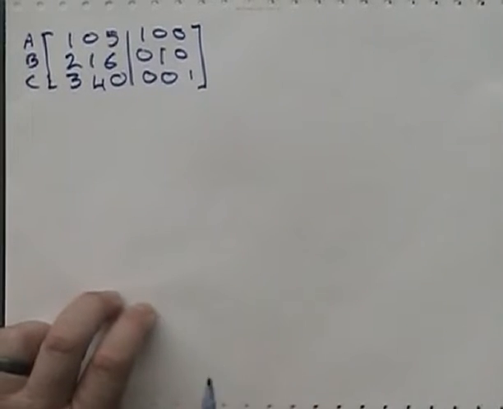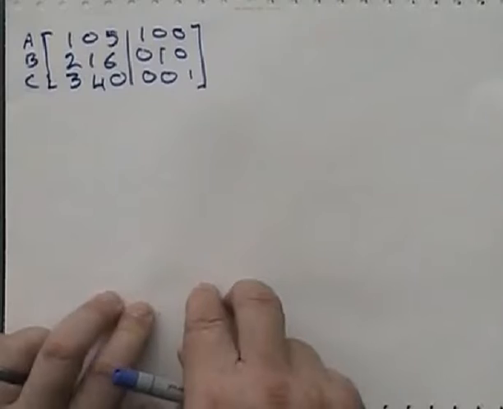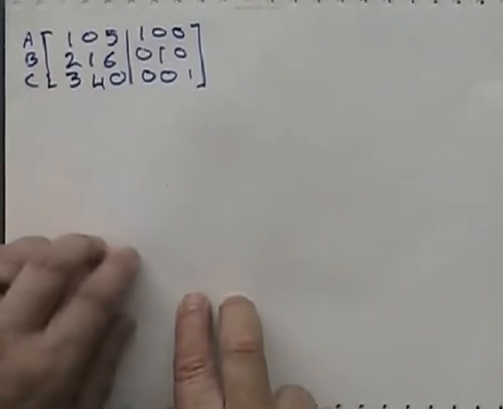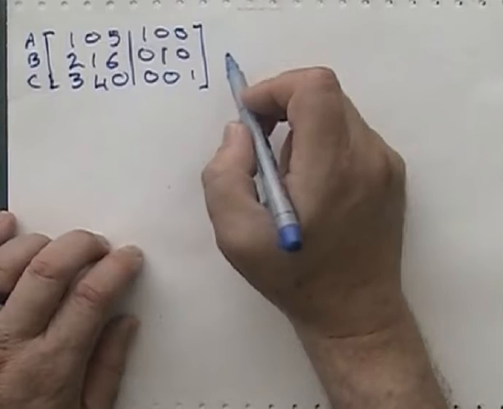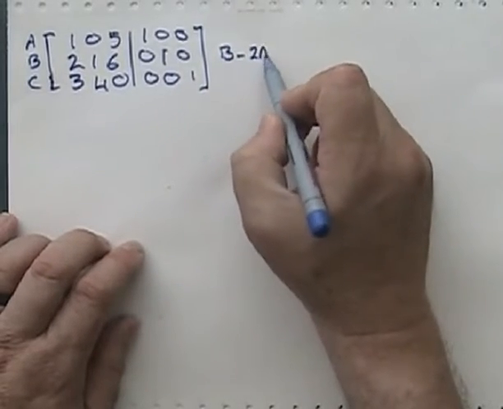And the first thing I want to do is reduce this down so I've got zeros here. So usually the first thing I'll do is make a 0 there and a 0 there. I'll do this in 2 steps. So I'm going to take row B and I'm going to subtract 2 times row A.